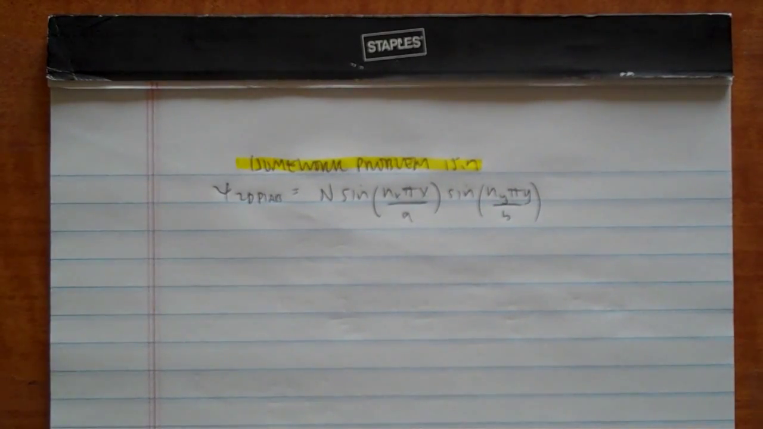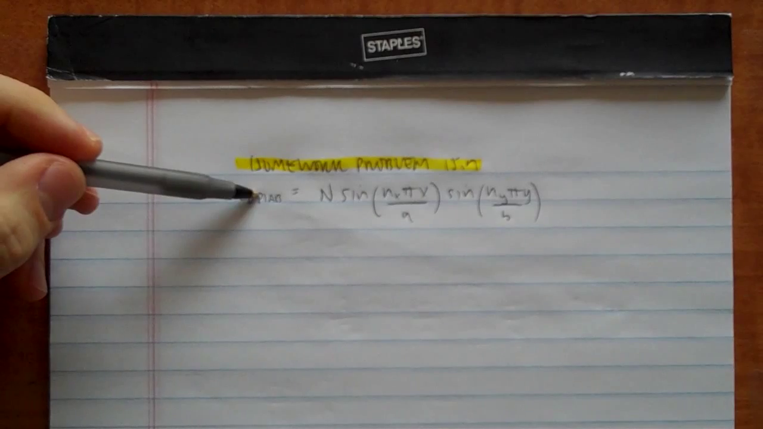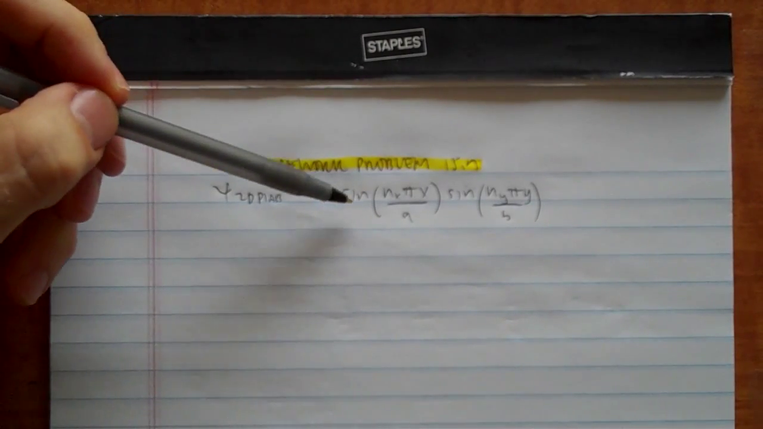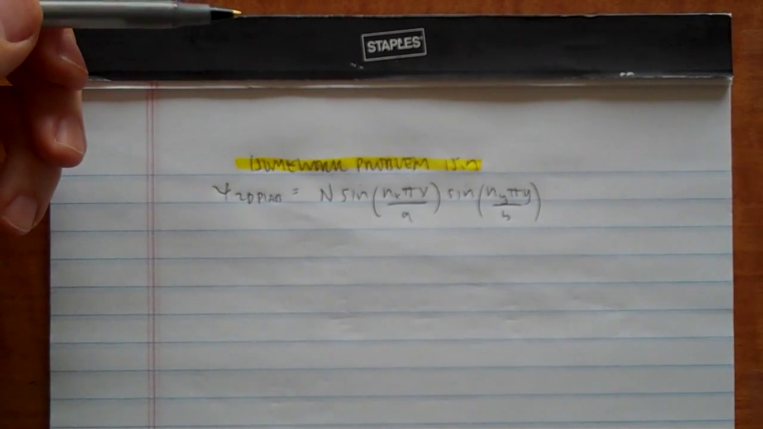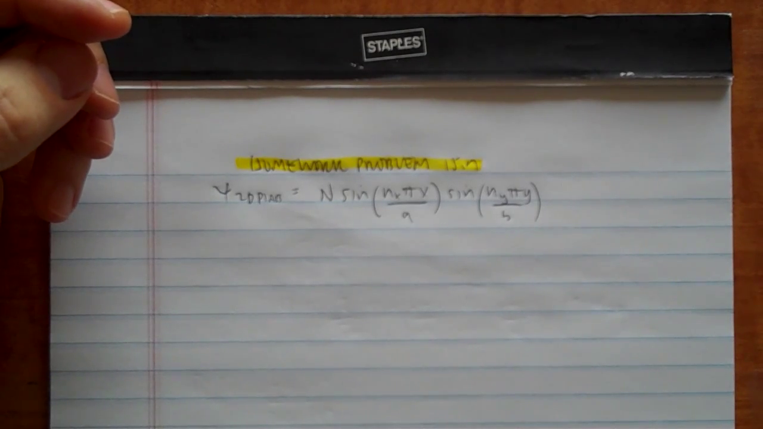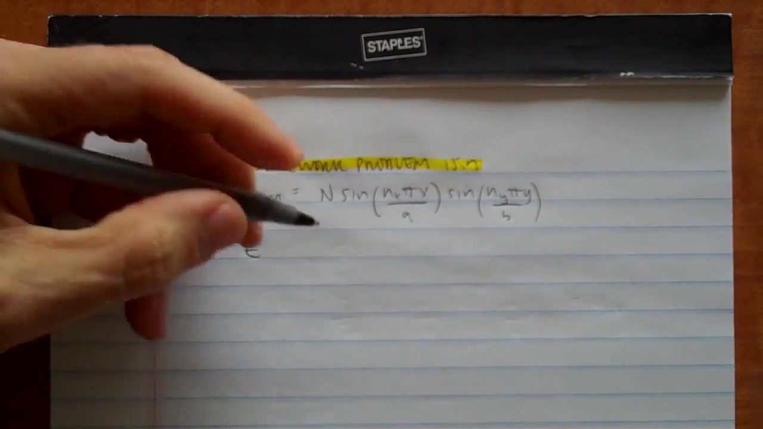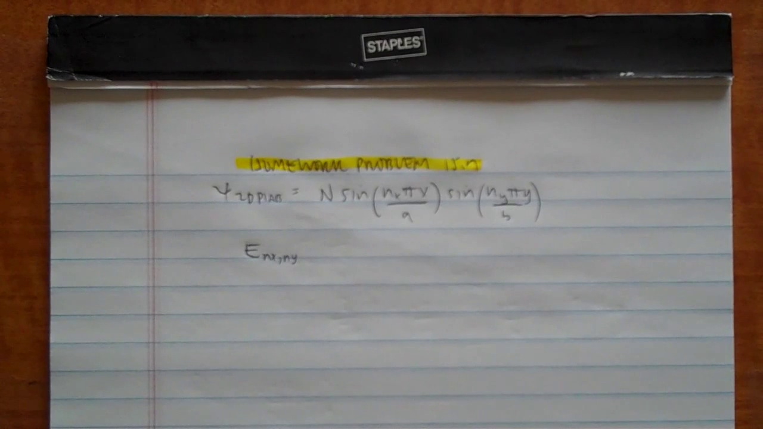Okay. So the question stem says, all right, if the wave function for a two-dimensional particle in a box is N sine this, sine that, right? Then what we're asked to do is obtain an expression for the energy, E of nx, ny, and this is just essentially the energy, right? In terms of nx, ny, a, and b.